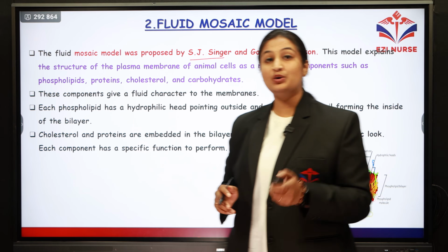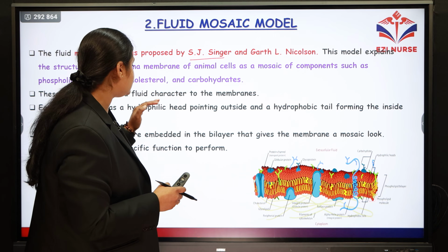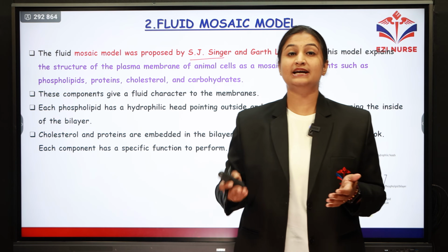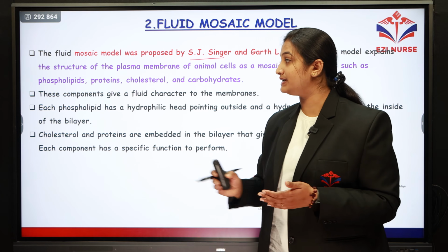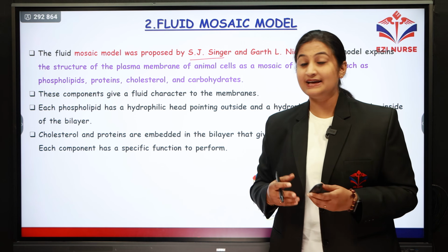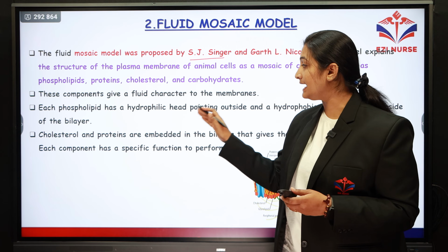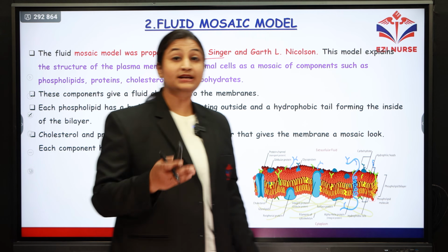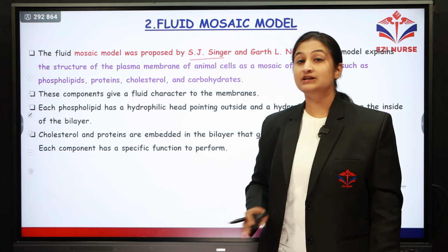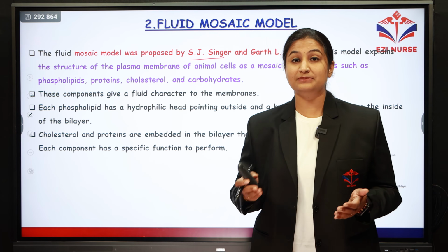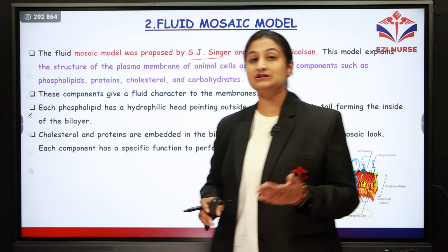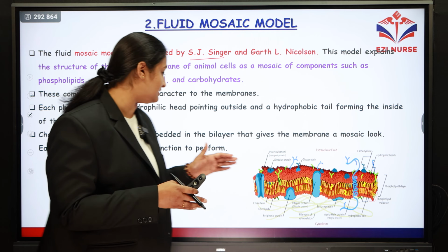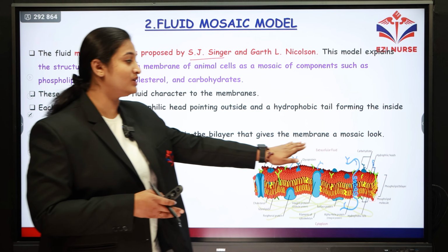And what are these components mainly doing? These components give a fluid character to the membrane. That is the main idea behind these kinds of components. And each phospholipid has a hydrophilic head pointing outside, that is something related to water, and a hydrophobic tail forming the inside of the bilayer. So this is a small thing about the phospholipid layer and cholesterol. Cholesterol and proteins which are embedded, embedded means inside, in the bilayer give the membrane a mosaic look.